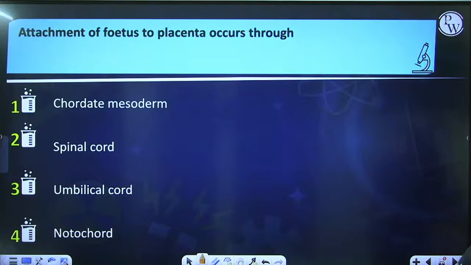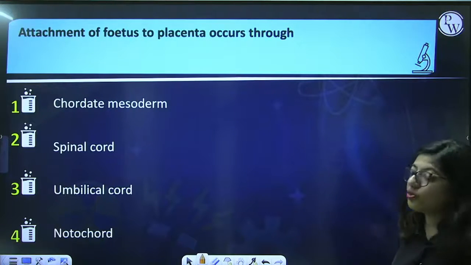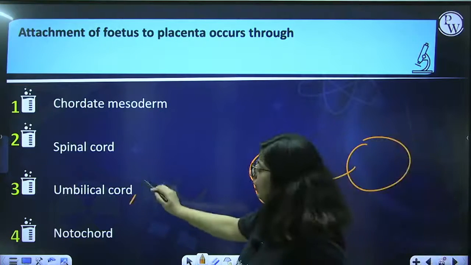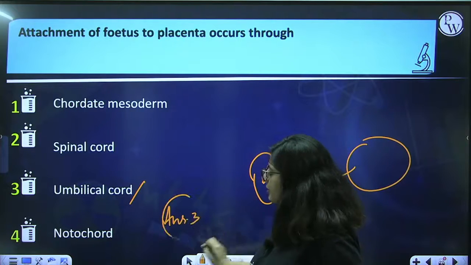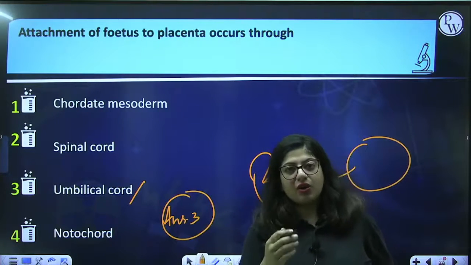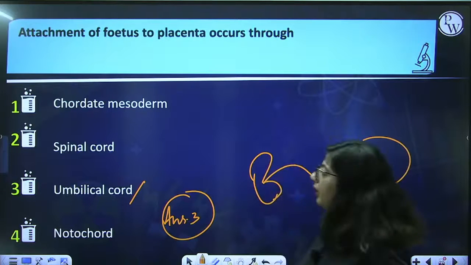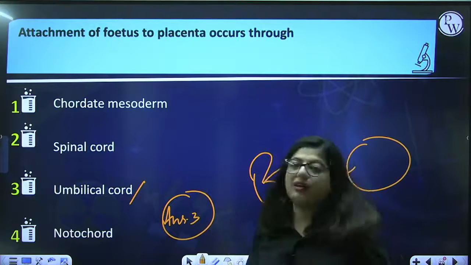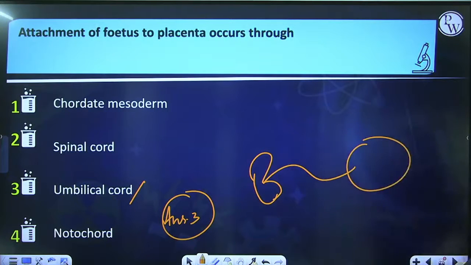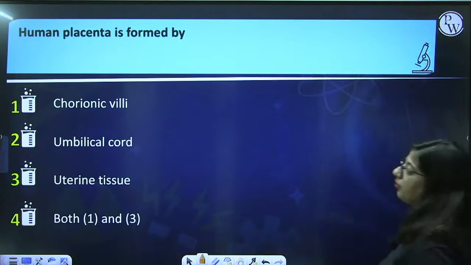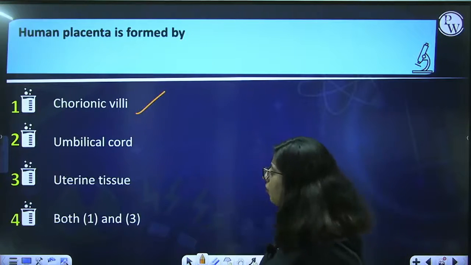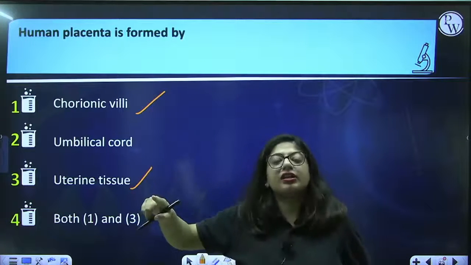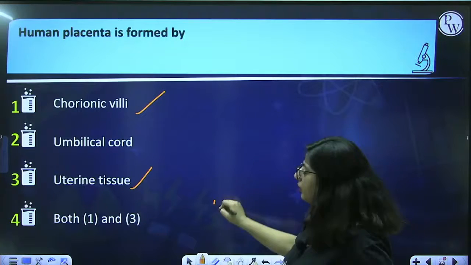Next, attachment of the fetus to the placenta occurs through. For example, the fetus is attached to the placenta with the help of the umbilical cord. Notochord is something else. It is the structure present in chordates which gets replaced by the vertebral column, right? Chordate mesoderm is different. It's the mesoderm of chordates, and the spinal cord is part of your nervous system. Human placenta is formed by chorionic villi, very true. Umbilical cord, uterine tissue. The umbilical cord is not a part of the placenta. It is a rod-like structure that connects the fetus and placenta, right? So both 1 and 3, answer 4.